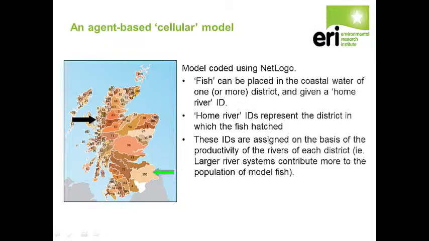And the home river IDs are assigned in proportion to some measure of relative productivity of the rivers of each district, such that larger river systems, such as the big ones on the east coast here, contribute more to the overall population of model fish arriving from the North Atlantic.